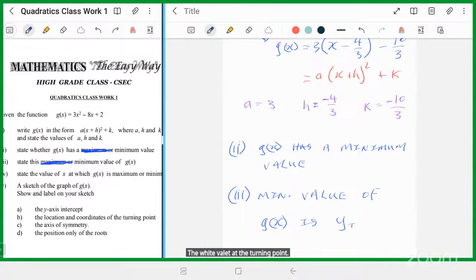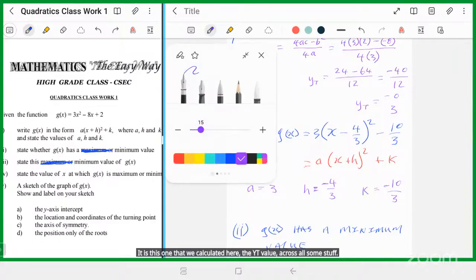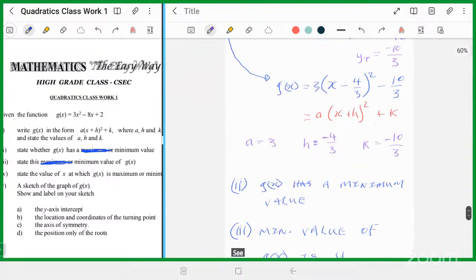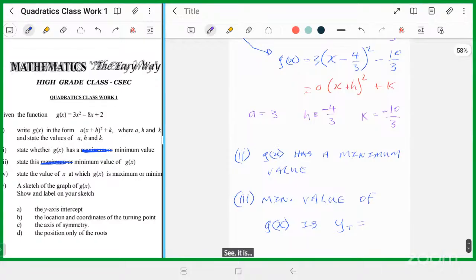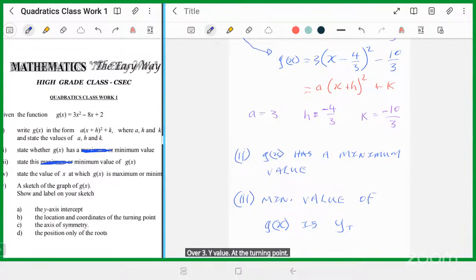And what is the y value at the turning point? It is this value that we calculated here, the yt value. This negative 10 over 3 is the minimum value, the y value at the turning point. See, it is negative 10 over 3. Some people give the x value at the turning point, which is wrong for the minimum value. And some people give the point.